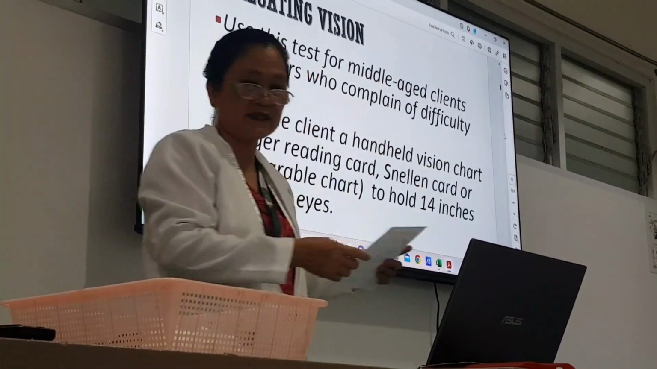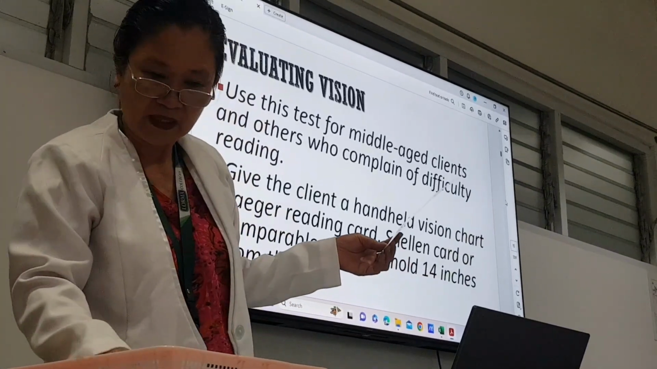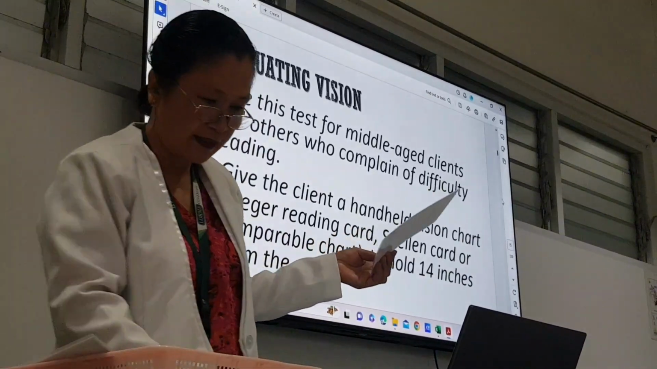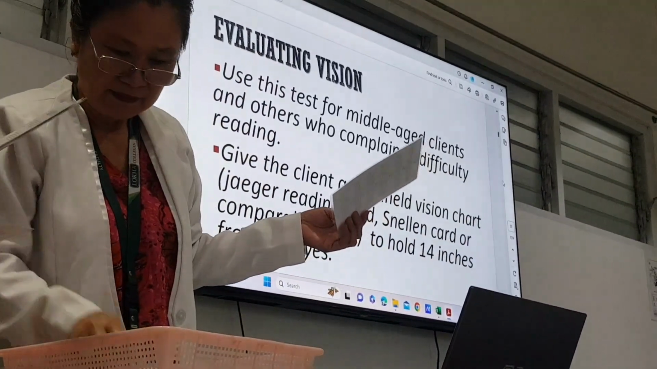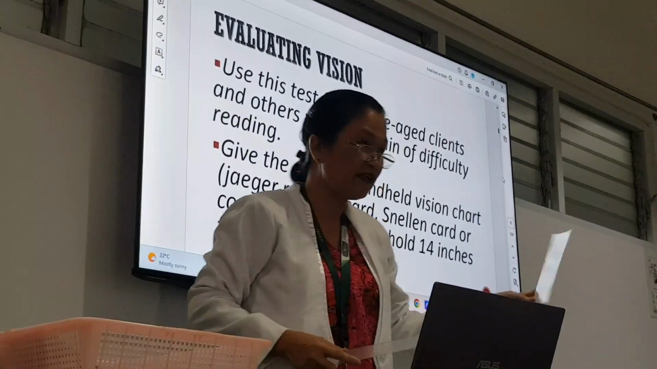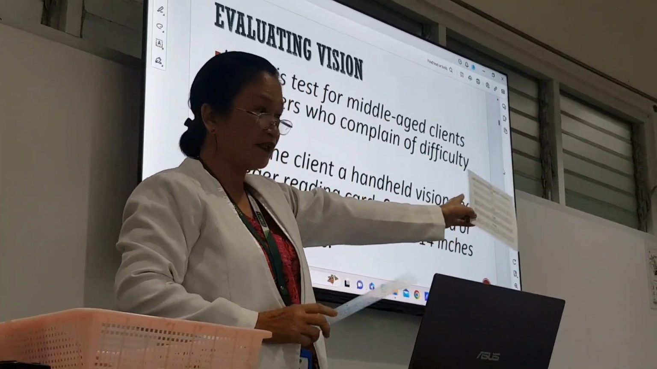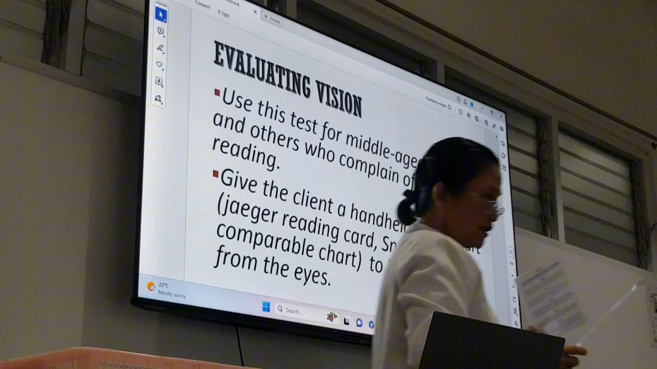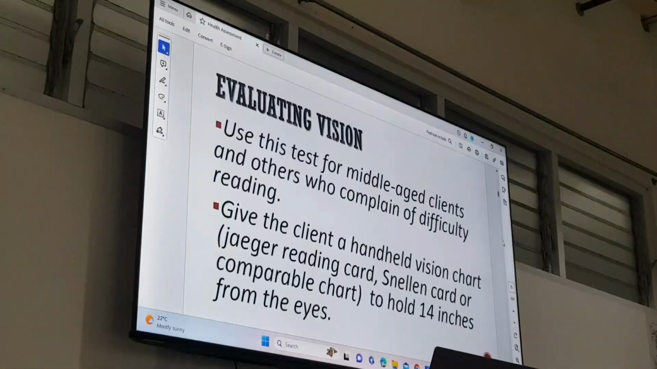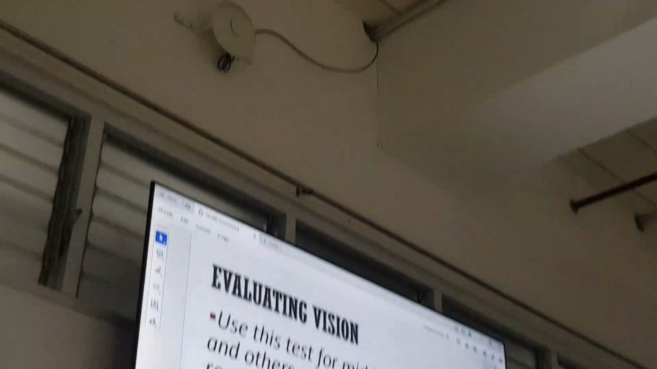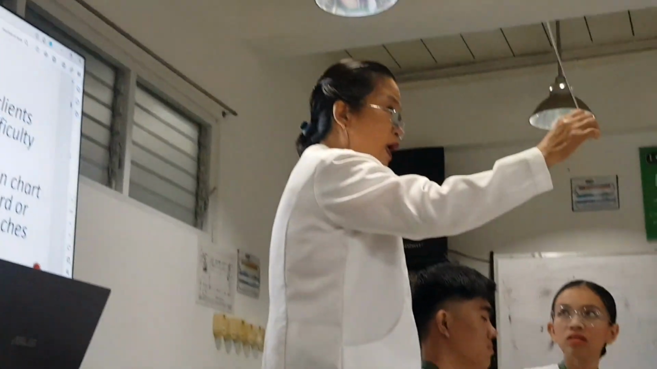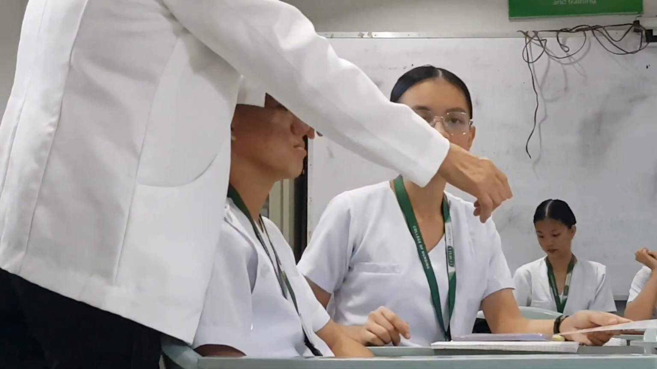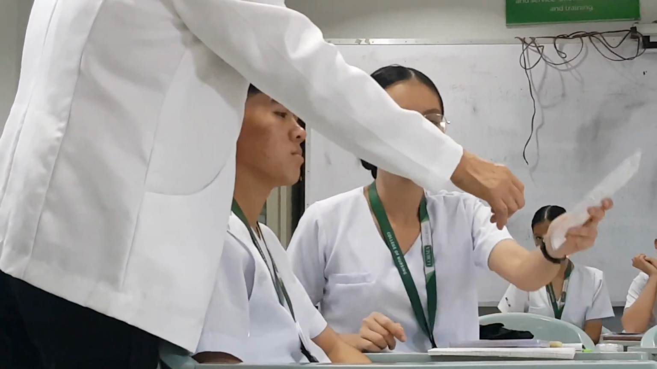So Mr. Gabriel, kindly take your seat. And then, I have my Jaeger reading card. So you let Mr. Gabriel read 14 inches away. So from his eyes, ayan, this is 12 inches, diba? So mag-add ka na lang ng 2 more inches to make it 14. So where is the 14 inches? We can do it.